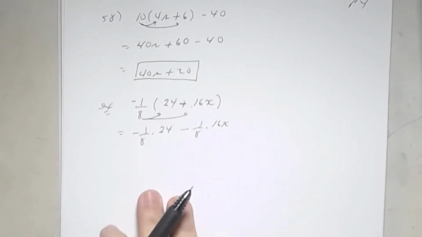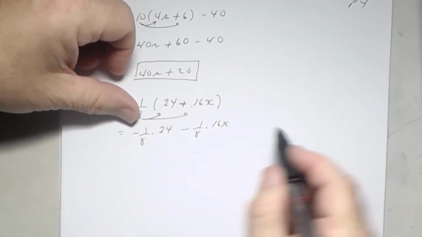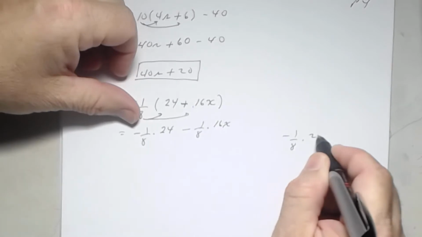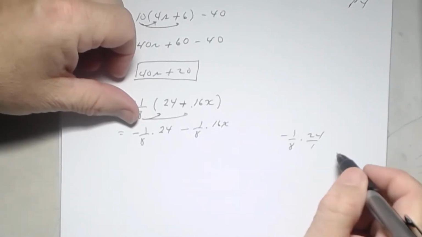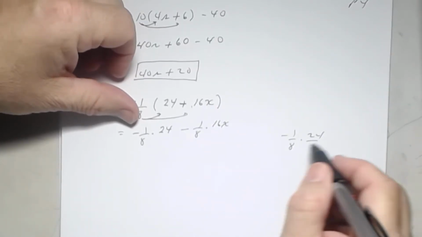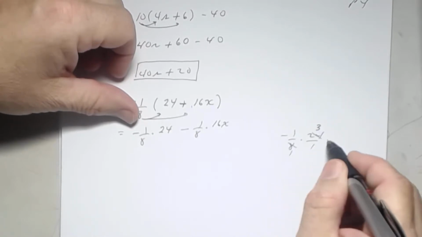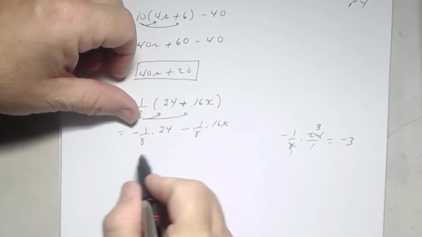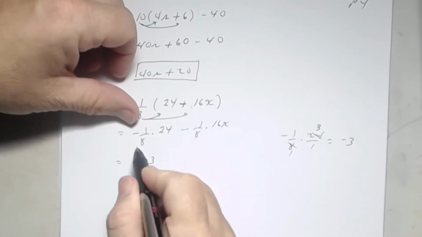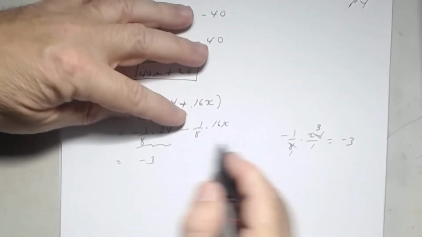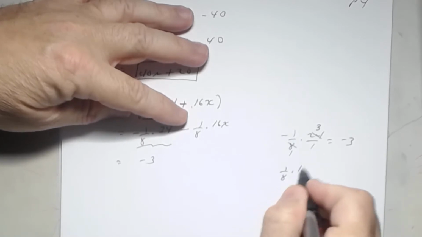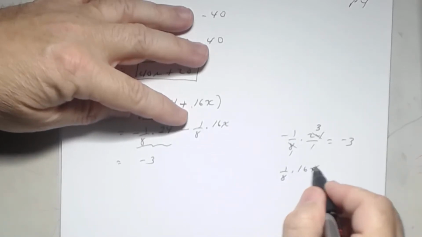16x? Okay. So let's figure out what negative 1/8 times 24 is. What do you think it is right away? Negative 3. Because 8 and 8 is 1, 8 and 24 is 3, and you get negative 3. So that's going to be negative 3 right here, right? Now here that's going to be 1/8 times 16x. So let's do 16 for right now.